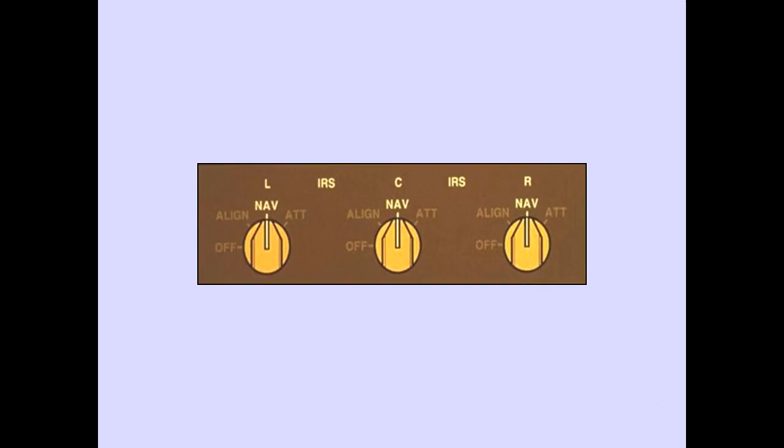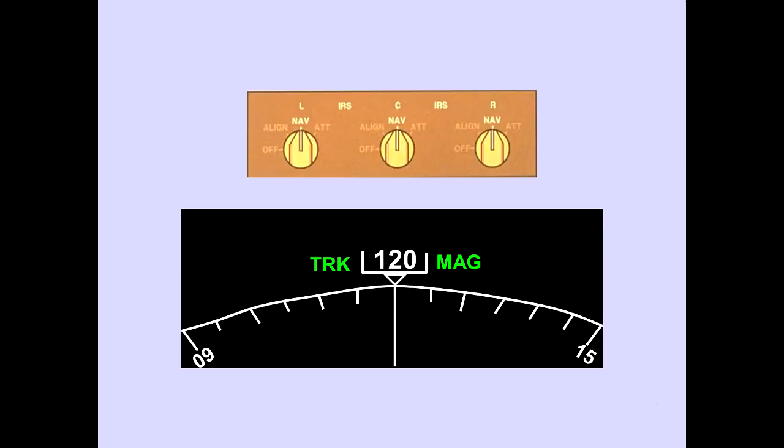During alignment, it is important that the airplane remain stationary. This ensures that the Earth's rotation is the only movement detected by the IRS. When alignment is complete, the IRS enters the navigation mode. The IRSs will now provide valid signals. The nav mode is most evident when heading information is displayed on the navigation display.